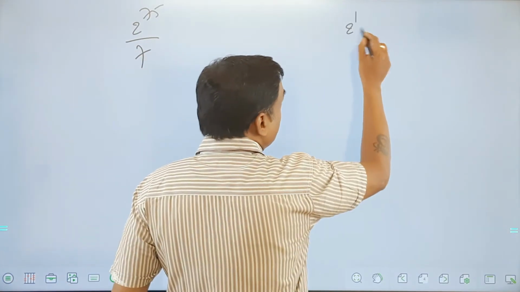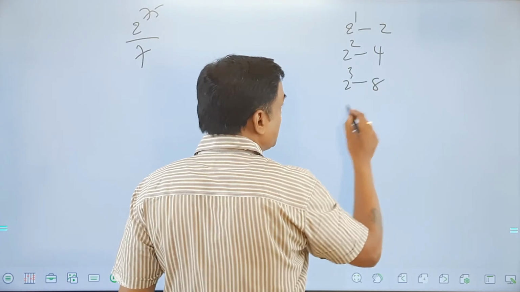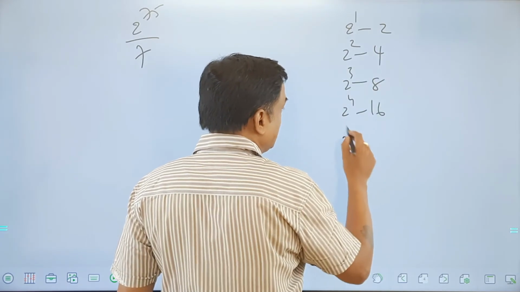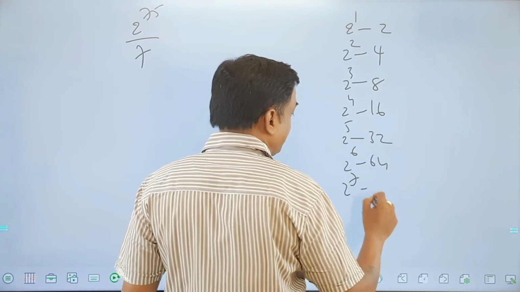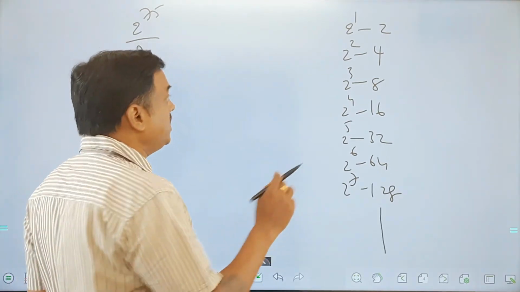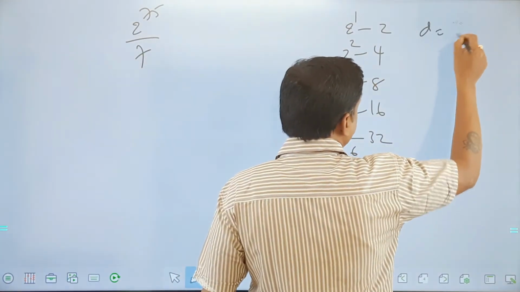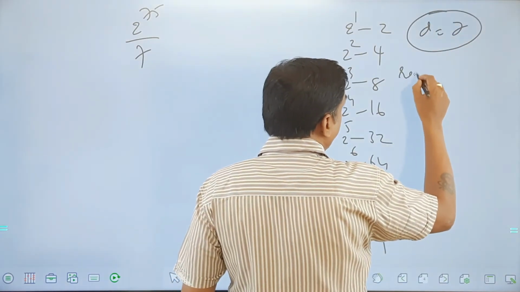2 power 1 is 2. 2 power 2 is how much? 4. 2 power 3 is how much? 8. 2 power 4 is 16. 2 power 5 is 32. 2 power 6 is 64. 2 power 7 is 128, and so on like that. Correct? And what is your divisor, friends? Divisor is how much? 7. And since divisor is 7, my question is to find remainders.